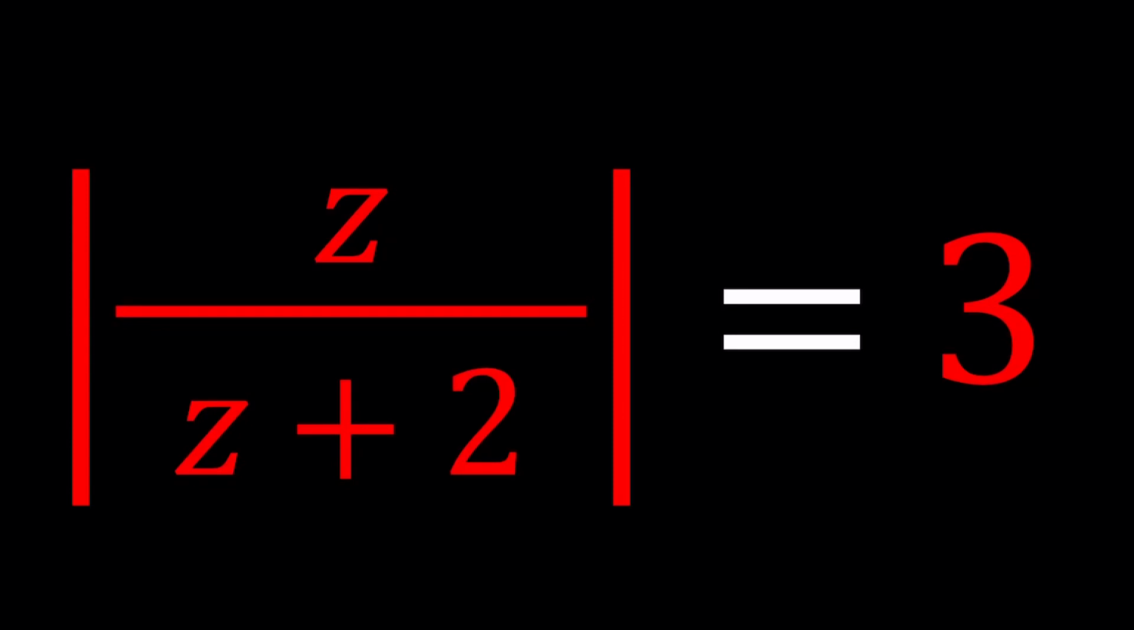This channel is all about complex numbers, and in this video we're going to be solving a locus problem. So we have the absolute value of z over z plus 2 equals 3, and we're going to find the set of z values that satisfy this equation. I'll be presenting two methods, but first let's talk about where this problem comes from.